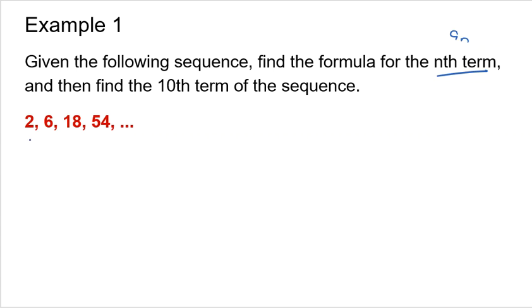So some kids will say, well, okay, let me see if it's arithmetic. Okay, I go up by 4, and then I go up by 12. Well, wait a minute. That's not arithmetic. Arithmetic is you go up or down by the same number every single time. So right away that wipes it out.